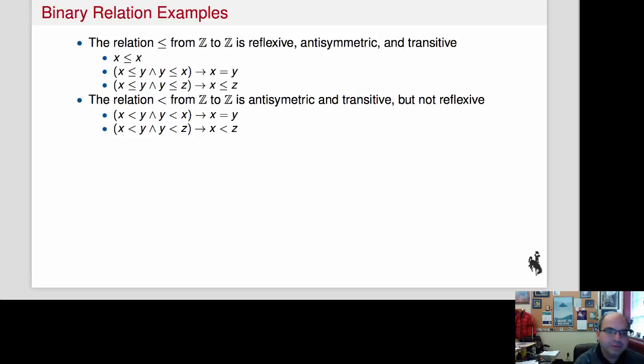Okay, it's actually my preferred form of anti-symmetry. I kind of like it that if x is less than y, then that means that y can't be less than x. Okay, reflexivity. X is never less than x. Okay, so that one's done. It's not reflexive.